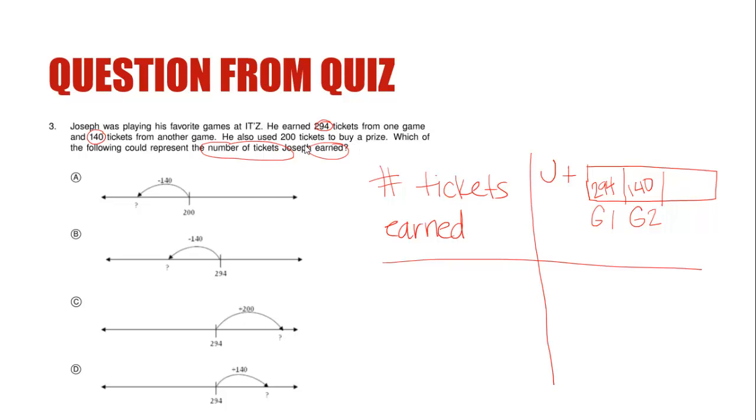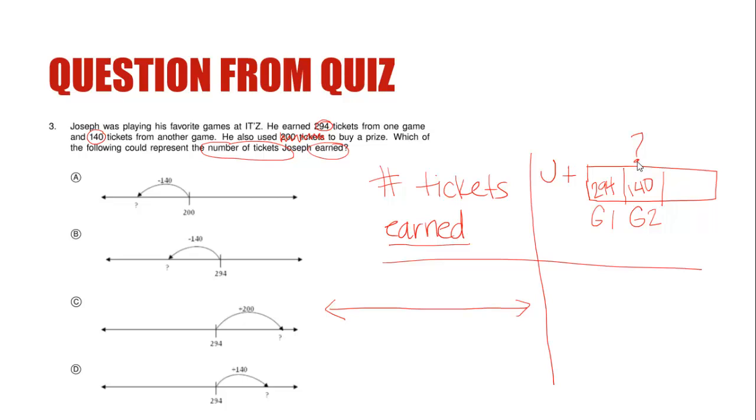Now, if you use tickets, that means that's the opposite of earned. Earned means you're getting the tickets, but used means that those tickets are being taken away. Our question only asks us about earned. It doesn't want to know how many were left over or how many he was able to keep. It says how many tickets he earned. So 200 tickets is extra information. We don't need it. Now, we're going to show this on a number line.